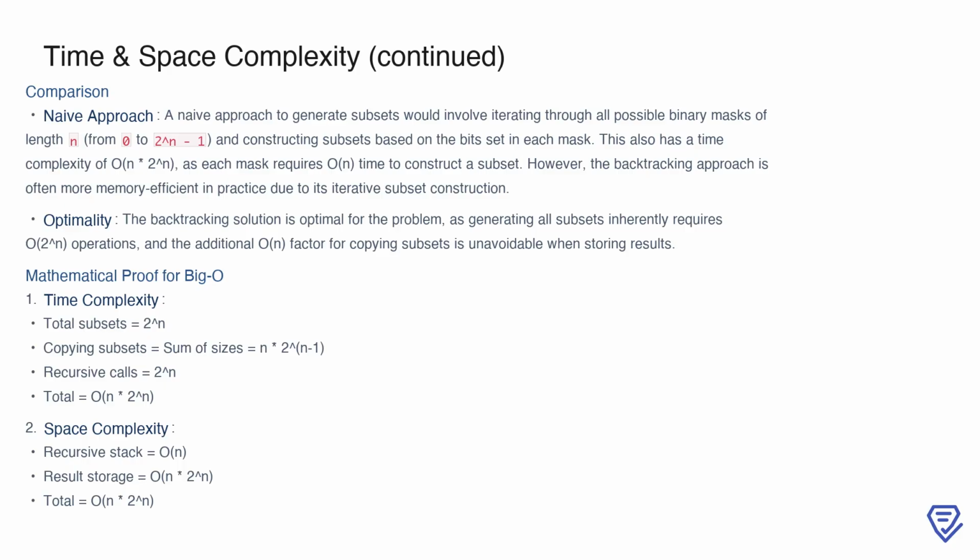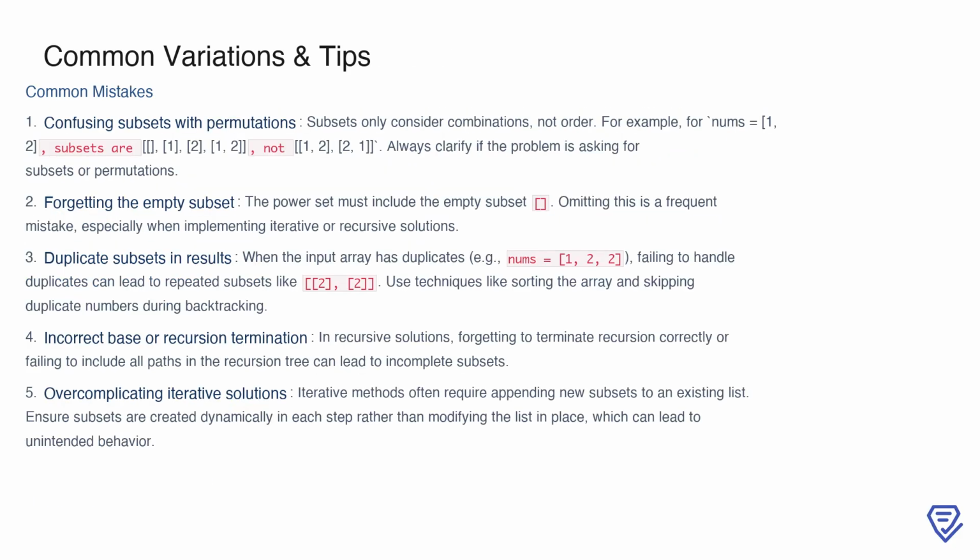For space, the recursive stack requires O(n), and result storage takes O(n * 2^n). Thus, both time and space complexities stand at O(n * 2^n). When working with subsets problems, there are several common mistakes you want to avoid.